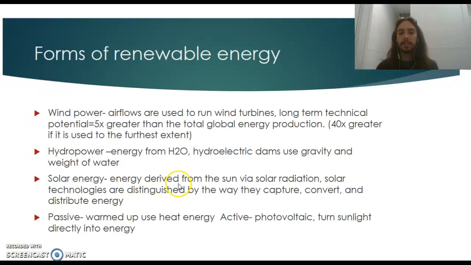Solar energy is energy derived from the sun via solar radiation. So they're distinguished by the way that they capture, convert, and distribute energy. We have passive solar energy, which just uses the solar energy to warm something up, and then that steam will turn a turbine, which will turn a generator. And then we have active solar energy, which is PV or photovoltaic, which turns sunlight, DC energy, directly into AC energy. And so that goes right into the system.